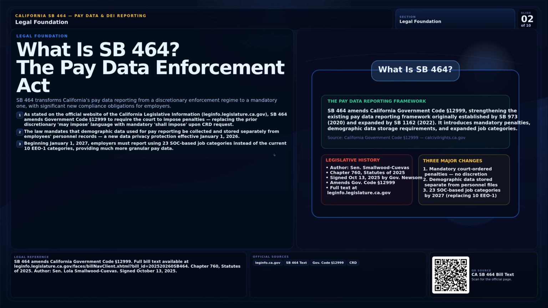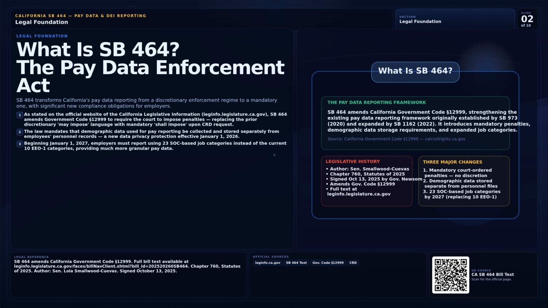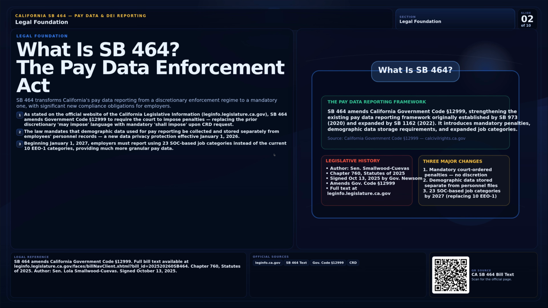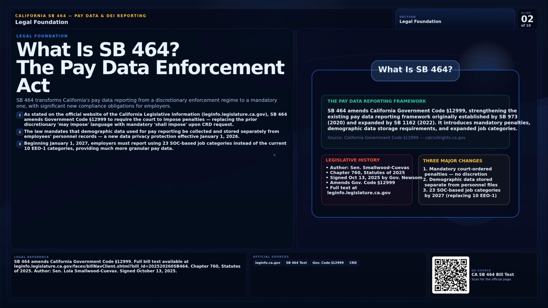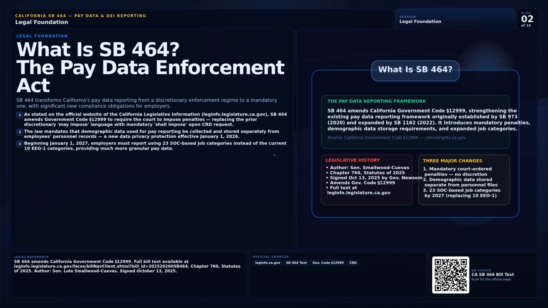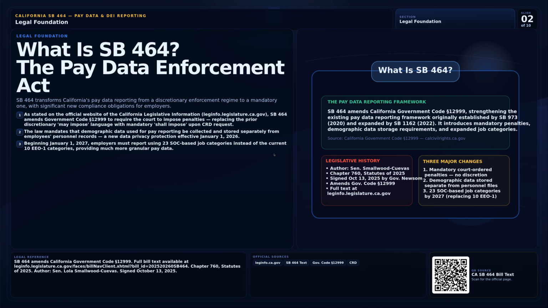Upon request from the Civil Rights Department, the court shall impose penalties of $100 per employee for a first failure to file and $200 per employee for subsequent failures. This is a fundamental shift in enforcement. Non-compliance now carries automatic court-ordered consequences with no escape hatch.